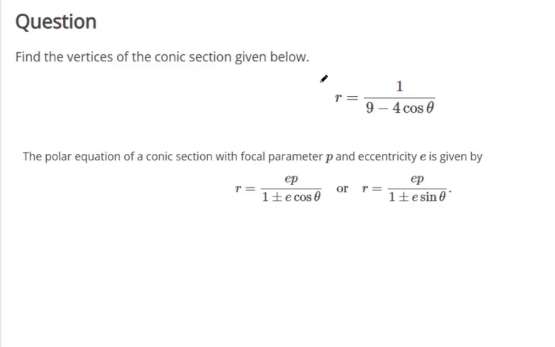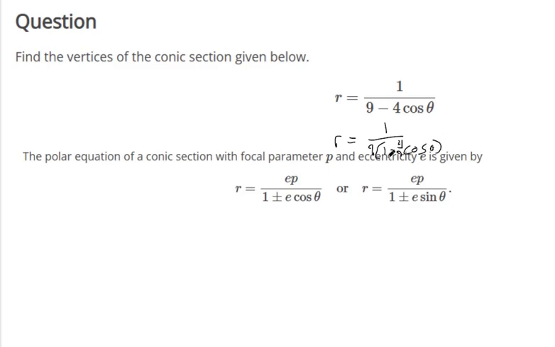So we need 1 here in the denominator. And then we'll worry about the E and the P and everything else like that. So if we're going to have a 1 in the denominator, then we need to factor out a 9 from the denominator. So this is r equals 1 over 9, over 1 minus 4/9 cosine theta.